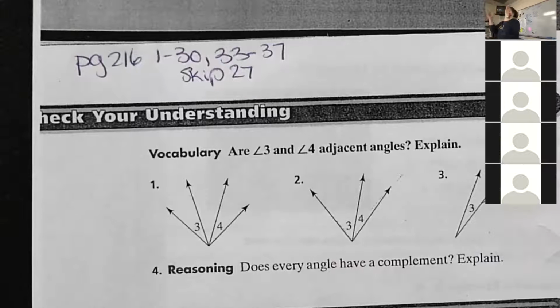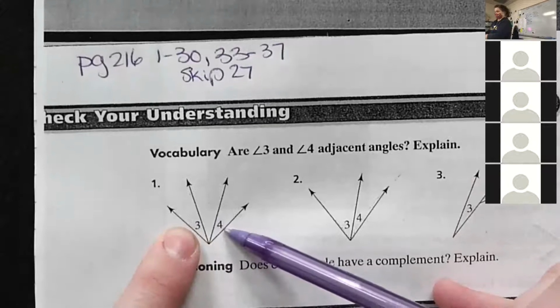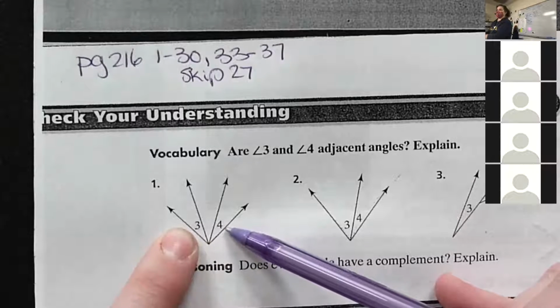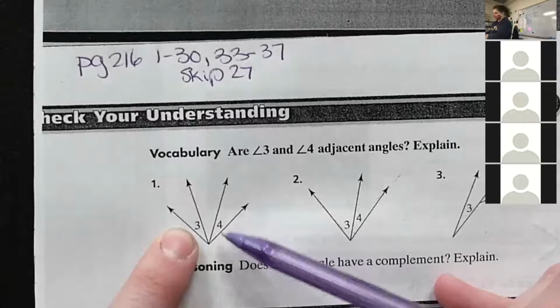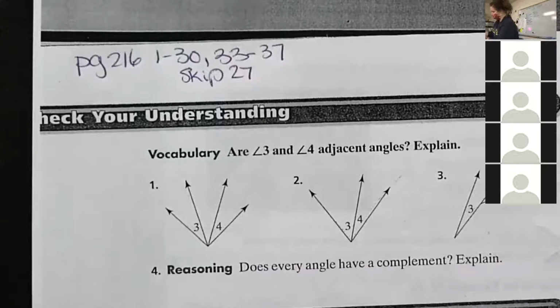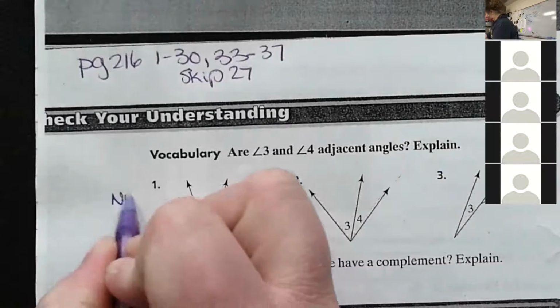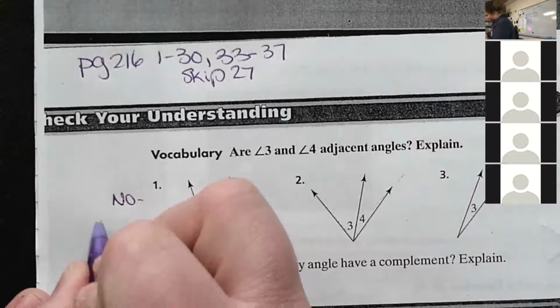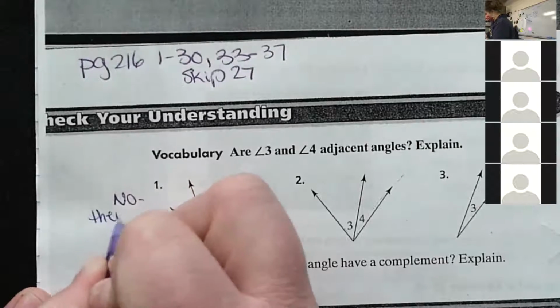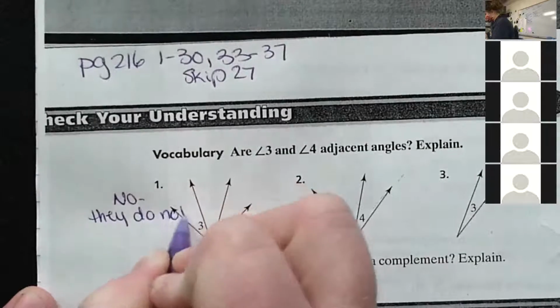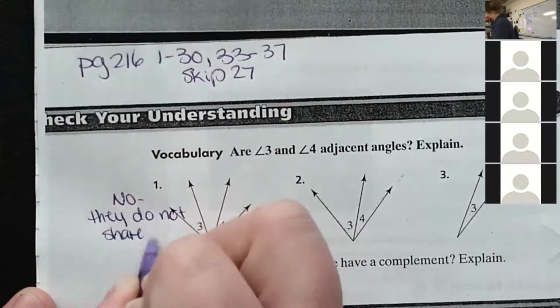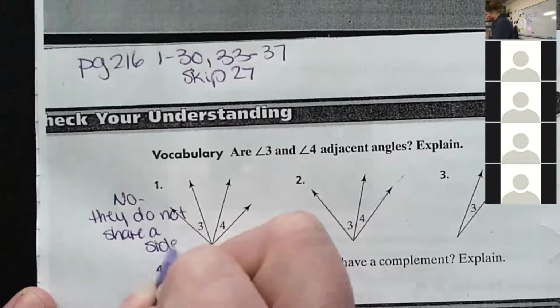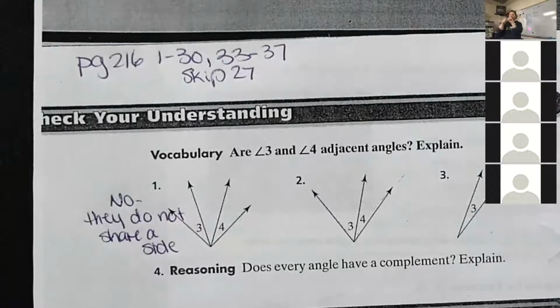So adjacent means, remember, sharing that fence, sharing that side, and that vertex. Are 3 and 4 sharing a fence? No, but they do share a vertex. So no, they're not adjacent. And why? Because they don't share what? A side. They do not share a side. Remember the requirement, you have to share a side and a vertex. So I hope you're writing this answer down. It's a freebie.